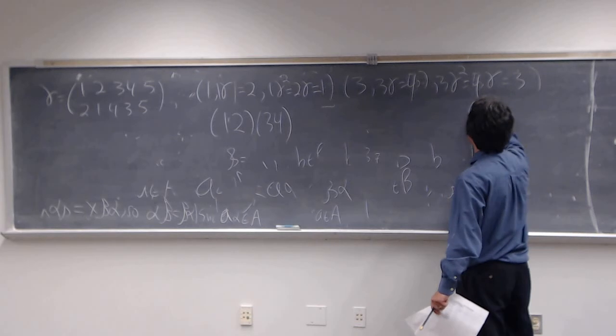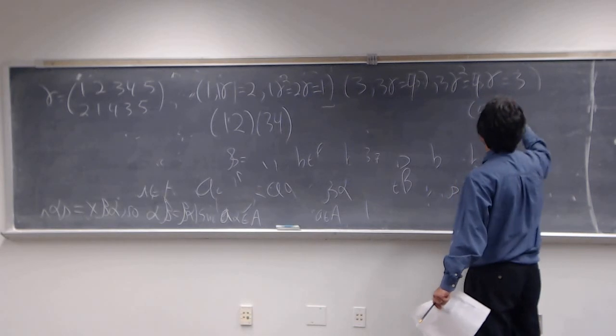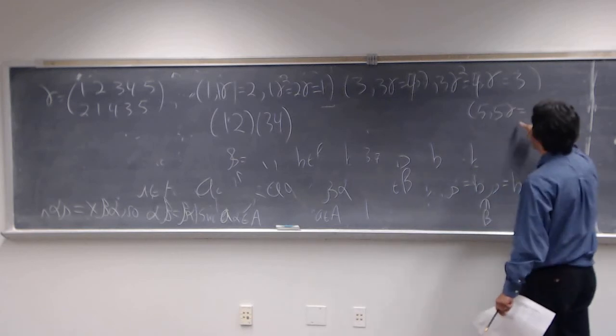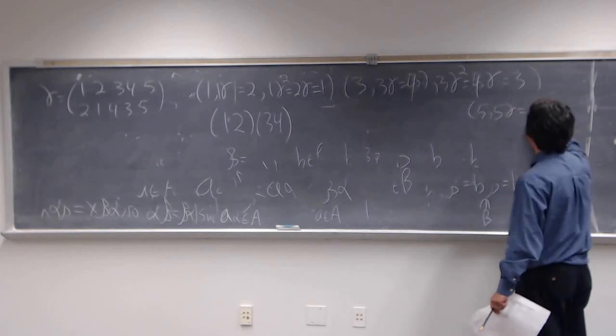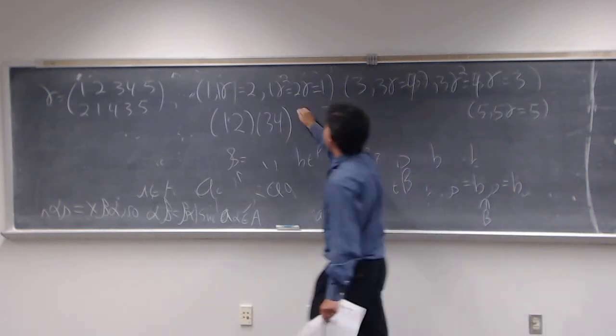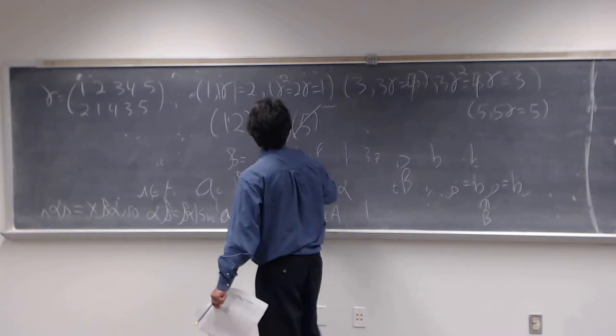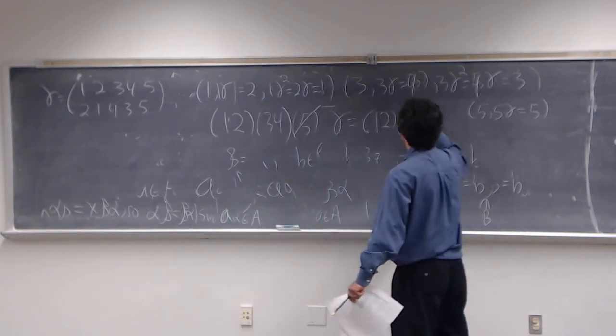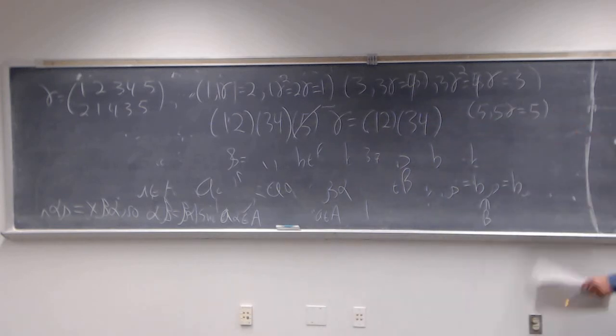And finally, the last orbit, 5, and then gamma of 5 is just 5. So we close it up, so we put a 5 here. But we wouldn't write that. So we would represent gamma as 1, 2 times 3, 4.